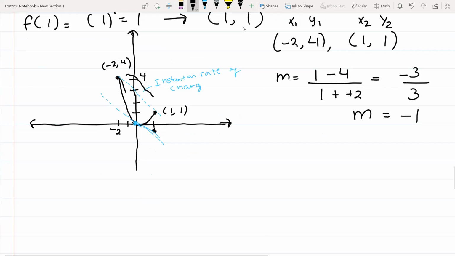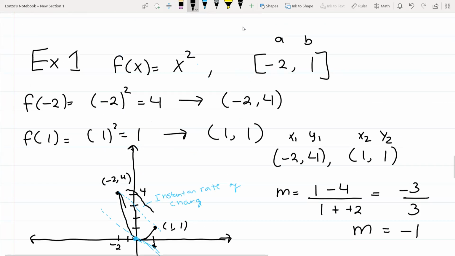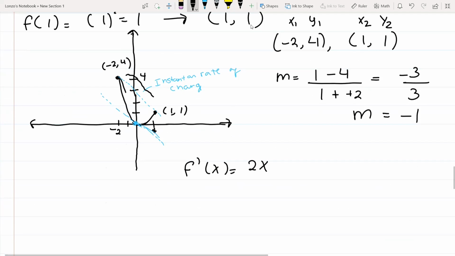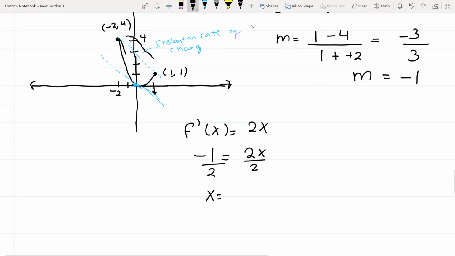Okay, now what we're going to do is f prime of x. So we're going to take the derivative of f of x. What's the derivative of x squared? It's just 2x, right? Then we're going to replace f prime of x with the rate of change, which is -1, the instantaneous rate of change. So this is going to be -1 equals 2x. And then divide this by 2. So you get an x value of -1/2.